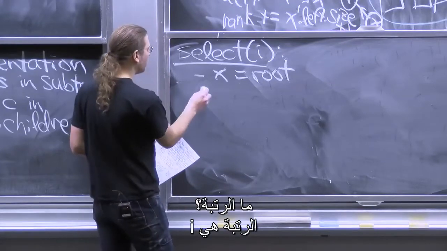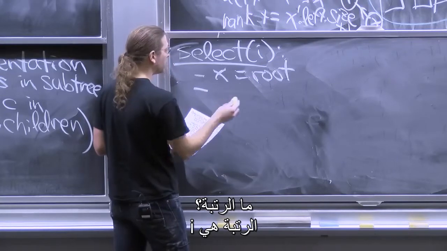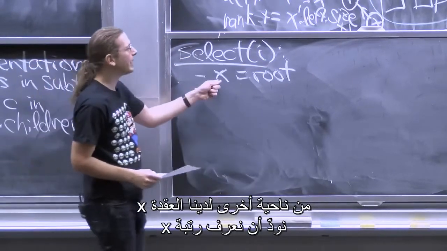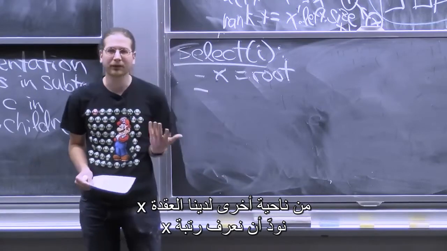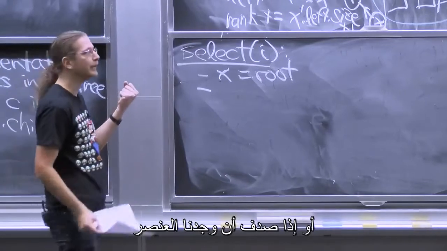So what is that rank? Rank is i. Okay. So on the other hand, we have the node x. We'd like to know the rank of x and compare that to i. That will tell us whether we should go left or go right, or whether we happen to find the item.